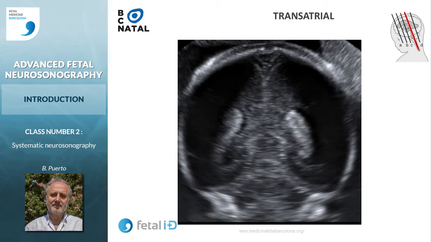Then we have the transatrial section, which is not totally recognized, but can be used to measure the diameter of the lateral ventricles, especially the lateral ventricle that is less accessible from the axial planes. In this section, we can start to see the calcarine fissure, tentorium. We also start to see the cerebellar hemispheres.